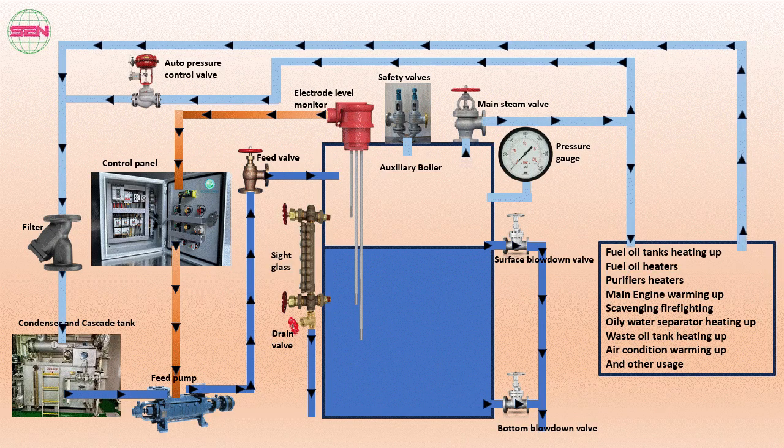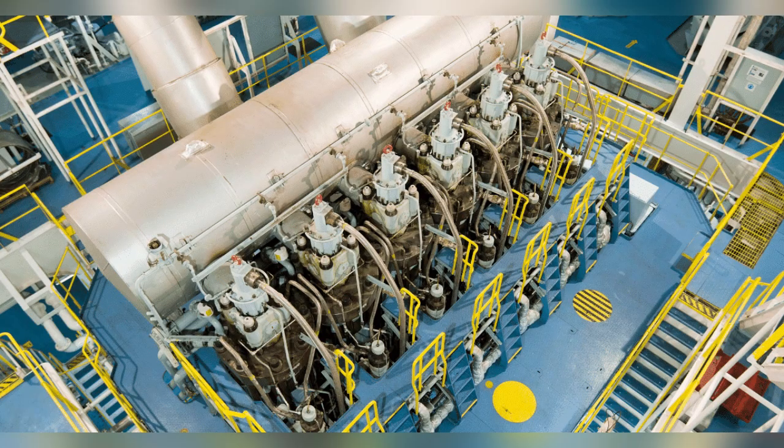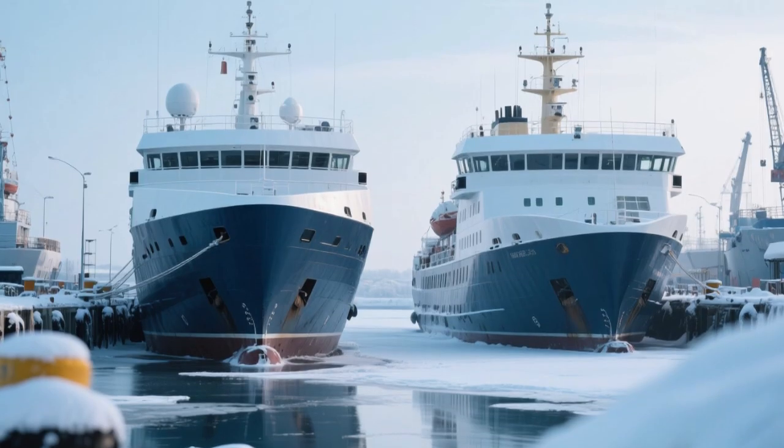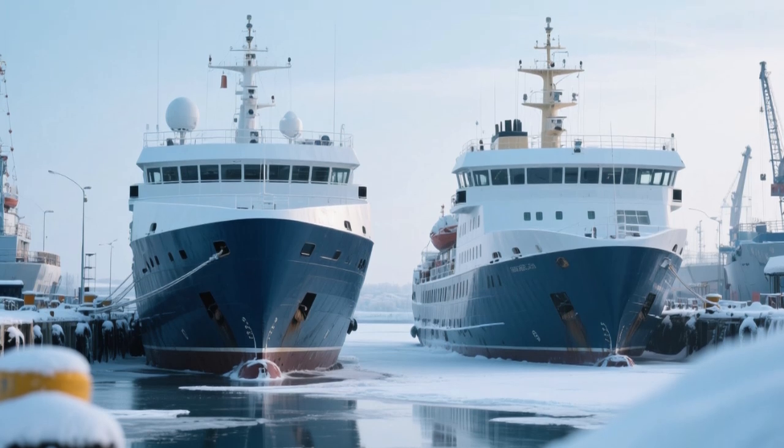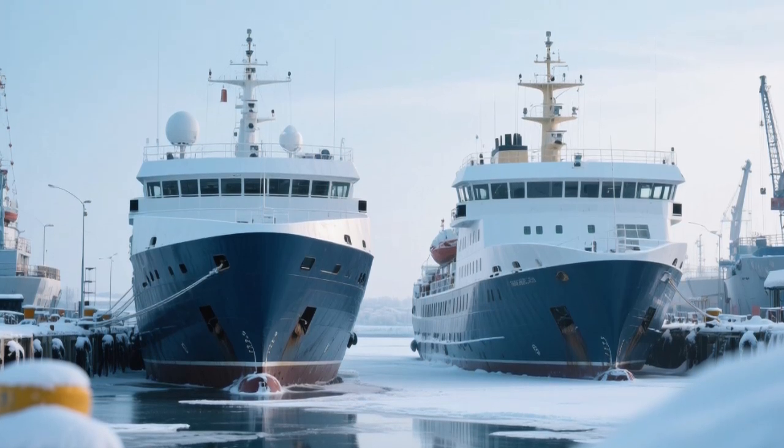Here's how it works. The generated steam is transferred to various systems on board the ship for heating up. These systems include fuel oil tanks, heat exchangers, and heaters. The steam supplies heat to these components to maintain the required temperature and viscosity of the fuel oil. Additionally, the steam also warms up the fresh water and lube oil, preparing the main engine for starting. Furthermore, the steam is utilized in the air conditioner for accommodation in very cold weather.